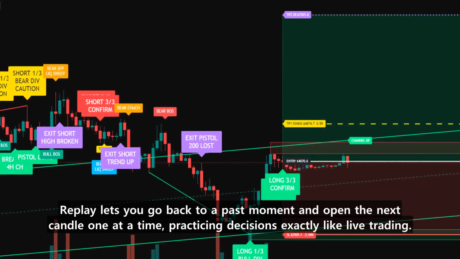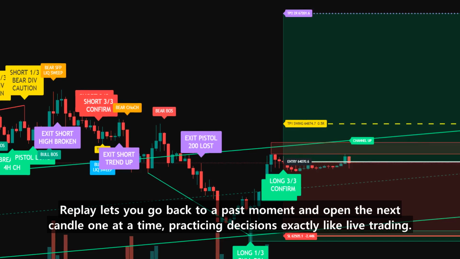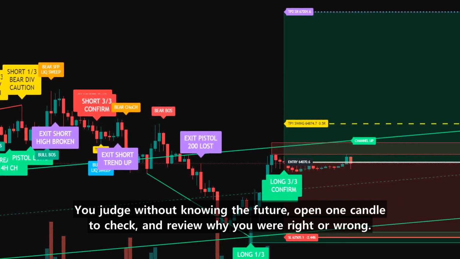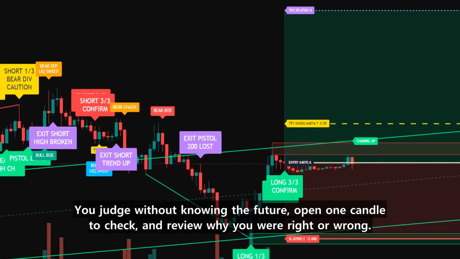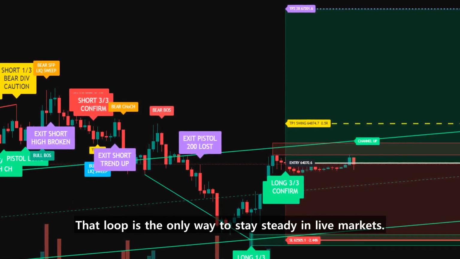Replay lets you go back to a past moment and open the next candle one at a time, practicing decisions exactly like live trading. You judge without knowing the future, open one candle to check, and review why you were right or wrong. That loop is the only way to stay steady in live markets.